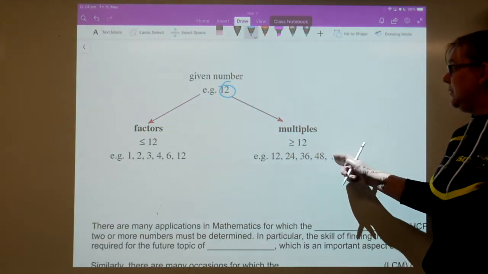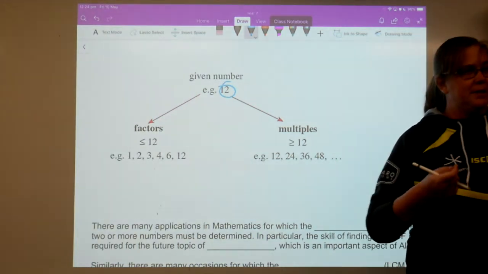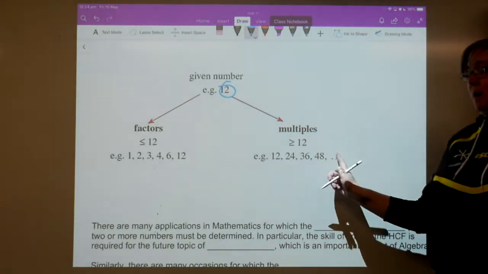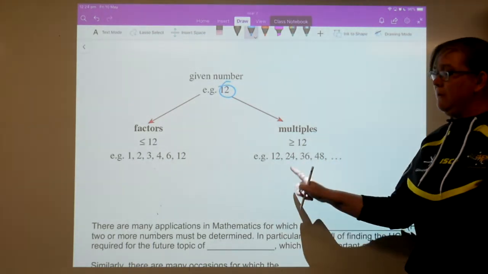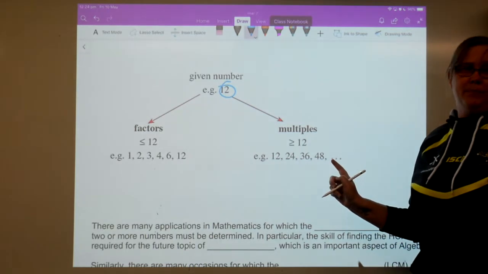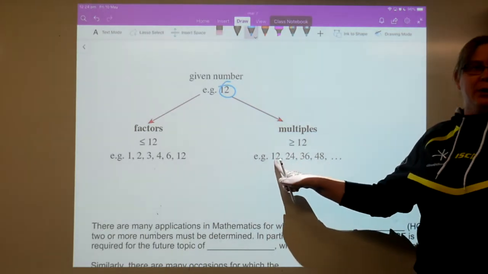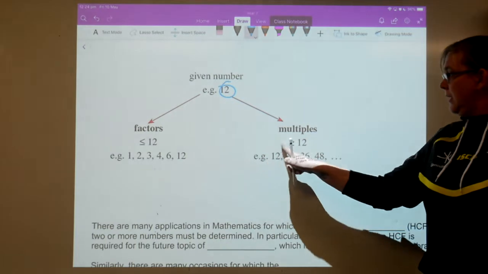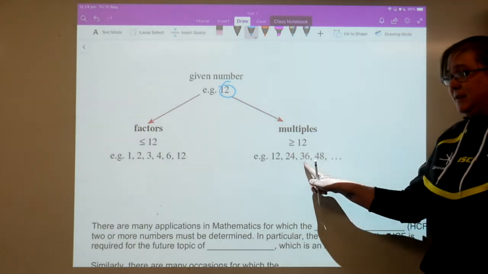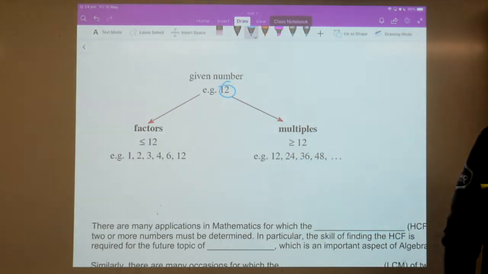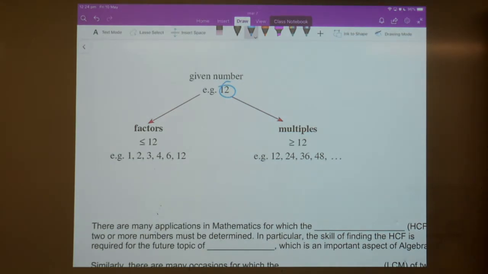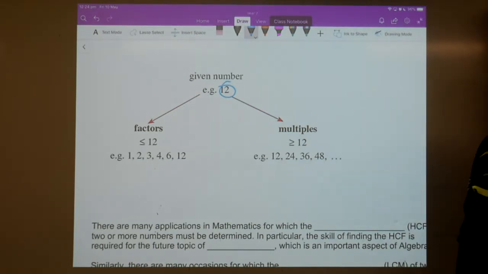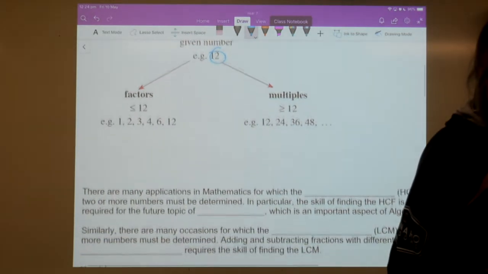These are numbers where if you times 12 by something else, you get that bigger number. So 12 goes into these numbers. How many 12s go into 12? 1. How many go into 24? 2. 36? 3. 48? Awesome. What about 144? 12 12s go into 144. Alright, let's keep going. We're going well.